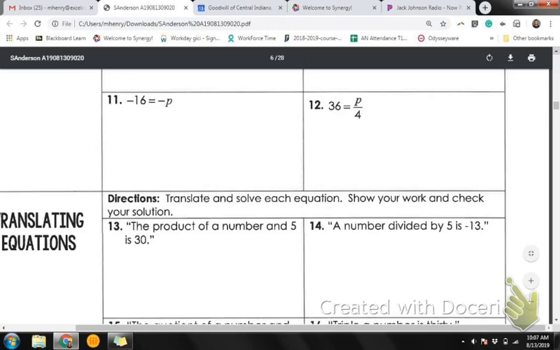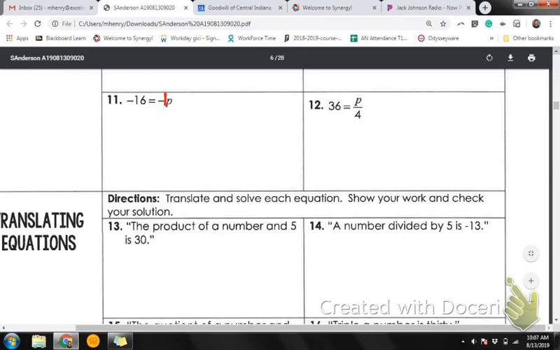What are you running into with 11? Isn't P already by itself? There's a 1. But what did we say the variable can never be? Negative. And is this variable negative? Okay. So we know there's really an invisible 1 there. And so now you have -1p, -1 times p. So we have a multiplication problem, and the opposite of multiplication is division.